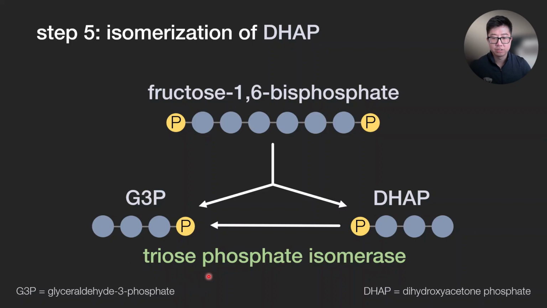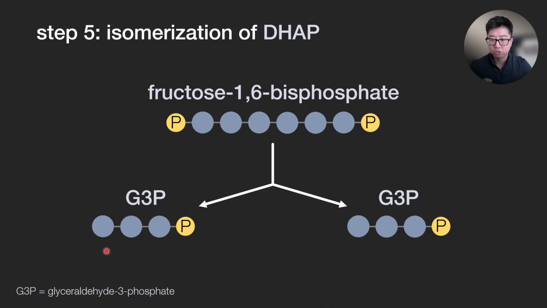This reaction is carried out by another isomerase enzyme called triose phosphate isomerase. So what's happening here is that DHAP is being structurally rearranged into G3P. The key takeaway from this step is that instead of having one usable and one unusable molecule, we now end up with two molecules of G3P that can both be used in the following step of glycolysis.